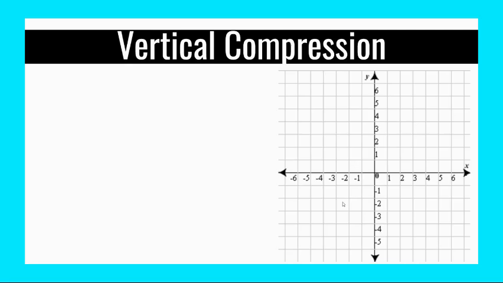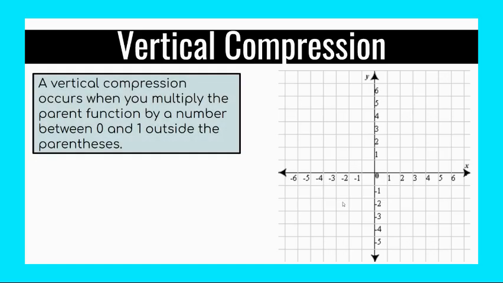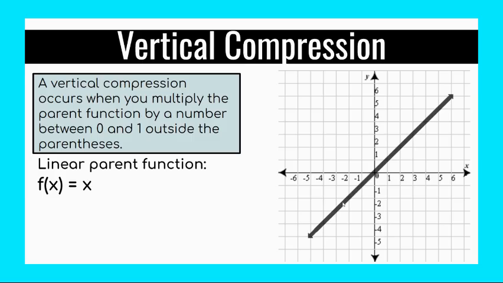A vertical compression, on the other hand, think about compression. When you press something down, you're making it flatter. So vertical compressions happen when you multiply the parent function by a number between 0 and 1 outside of the parentheses. And what it's going to do is push that graph down so it's a little bit flatter. Again, our linear parent function is f of x is equal to x. We know what that graph looks like. But this time, I'm still multiplying outside of the parentheses.